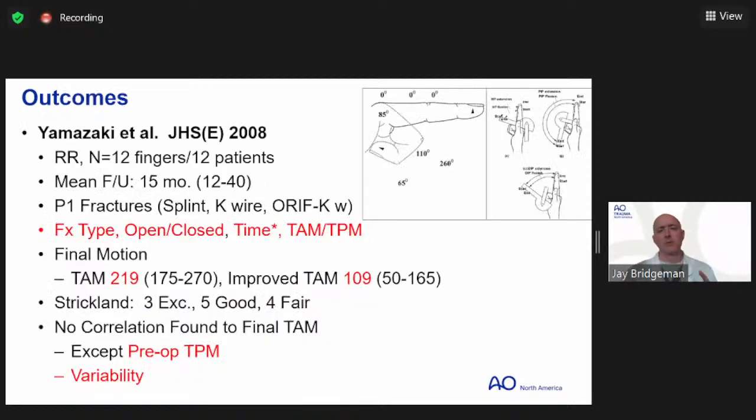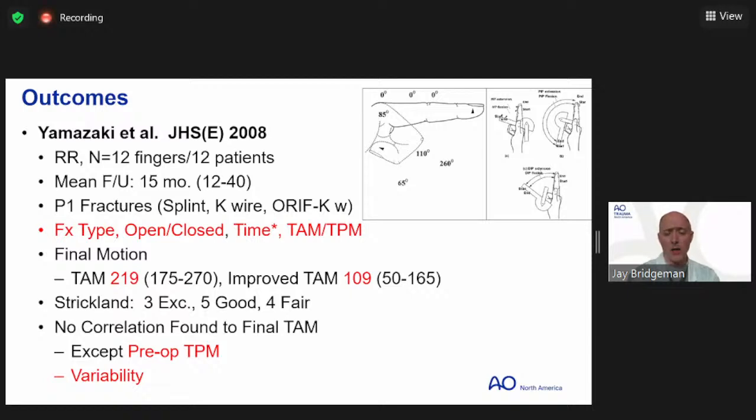Now, what are the outcomes of tenolysis? There's not a lot written about tenolysis. The total number of articles is less than 5. And this is the most recent one, in the Journal of Hand Surgery, European Volume, 2008. It's not a very large study. It's a retrospective study of 12 fingers in 12 patients. The mean follow-up was 15 months.